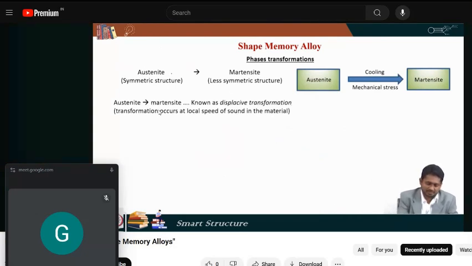So we have austenite phase, which is more symmetric, and martensite phase, which has less symmetry. If we want to go from austenite to martensite, we can go there just by cooling, or we can go by applying mechanical stress also. We will see that. Now this austenite to martensite transformation is a displacive transformation. It is also called a diffusionless transformation.